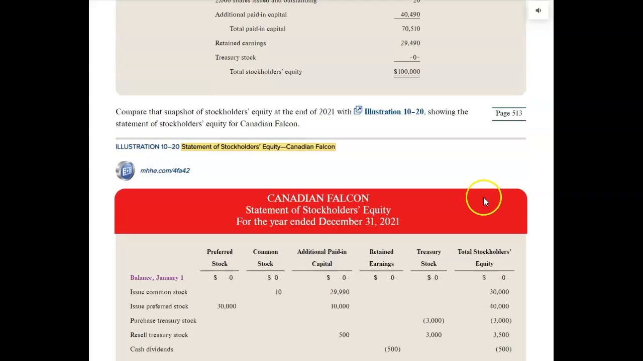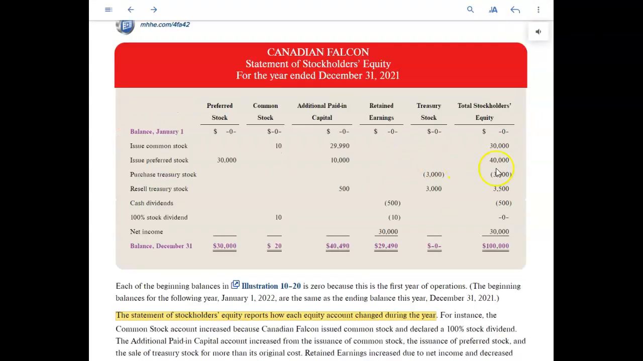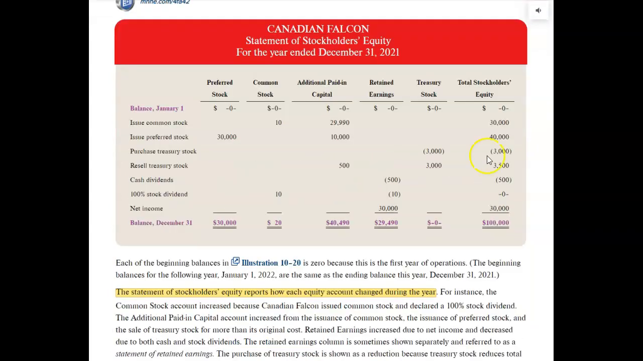Here's another statement. You can look at that. And you looked at this statement back in Chapter 2, I believe, maybe even Chapter 1. Statement of stockholders' equity. It shows for each stockholders' equity account how it changed during the year. So all these are zero because this is the first year of operations.